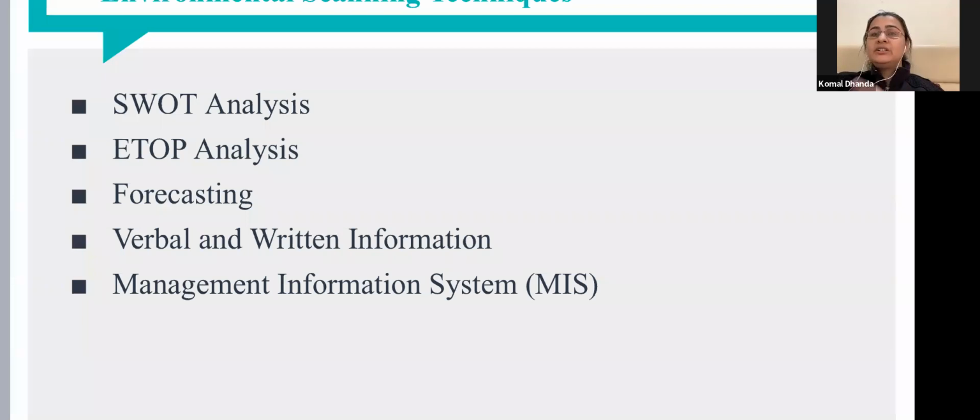Then written information can be collected through newspapers, magazines, journals, and other articles which are available in a printed form, right? So it informs the changes in the environment and prepares the organization to incorporate those changes in their plans and strategies so that they don't get obsolete. They are well updated with the changing environment.